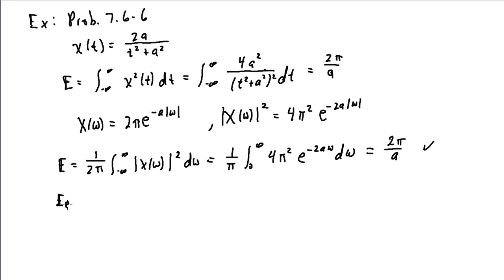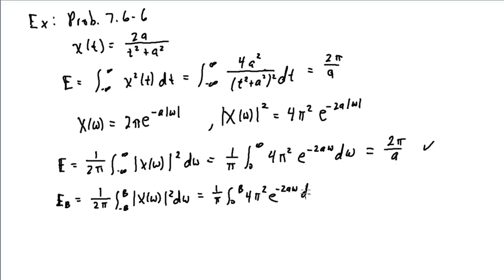But we can also find the energy in the frequency range from 0 out to an upper bound B. We'll be integrating from minus B to B, and we're again invoking symmetry. 0 to B of 4π² e to the minus 2aω dω. Carrying out that integral, I actually get 2π over a times (1 minus e to the minus 2aB). Okay. This result is actually less than the total energy. Of course, it should be. Notice that if I let B become infinite here, as B tends toward infinity, this term goes to 0, and this result reduces to the line above.